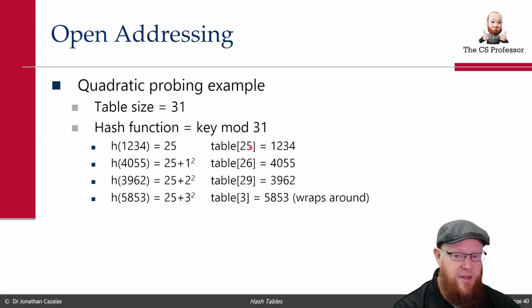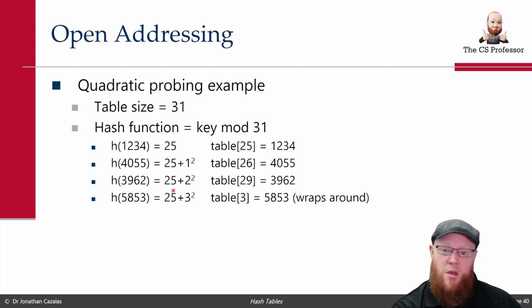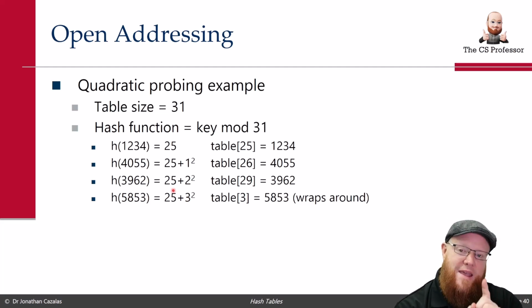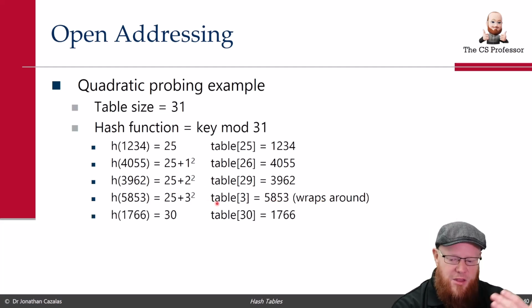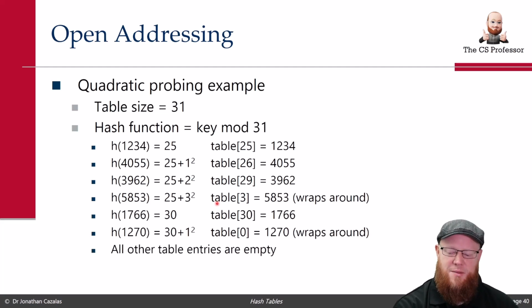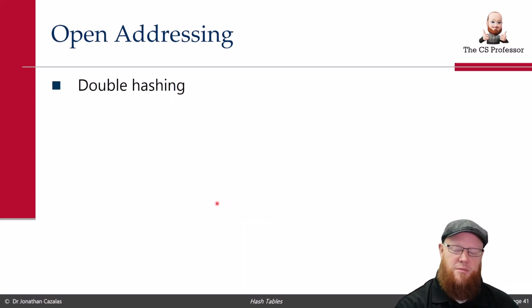What about this next one? 5853 goes to 25. It's not available. We check 25 plus 1 squared, 26. It's not available. We check 25 plus 2 squared at index 29. Someone's already there. Then we check 25 plus 3 squared, 25 plus 9, wrapping around, bringing us to index 3. It is available, index 3, so we save 5853 at index 3. That's really it. If you get that, the rest of the example is now going to make sense. All other entries in this table are empty. Pretty easy to understand quadratic probing once you already fully get linear probing.